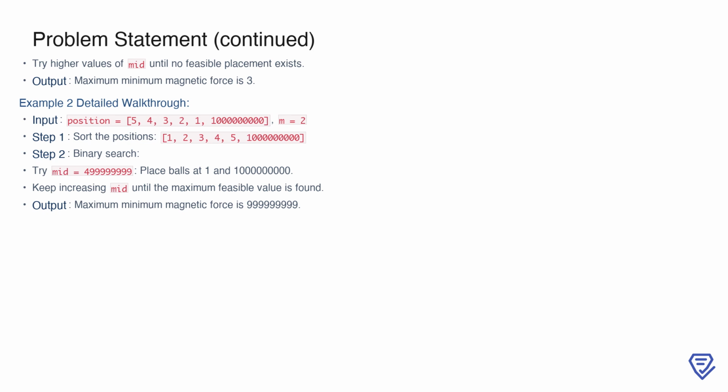In the second example with position equals [5, 4, 3, 2, 1, 1 billion], and m equals 2, we start with a sorted array and try values of mid, such as 499,999,999. Placing one ball at position 1 and the other at position 1 billion satisfies the condition. By increasing mid, we find that the maximum minimum magnetic force is 999,999,999. This binary search approach ensures we efficiently solve the problem, even for large inputs.